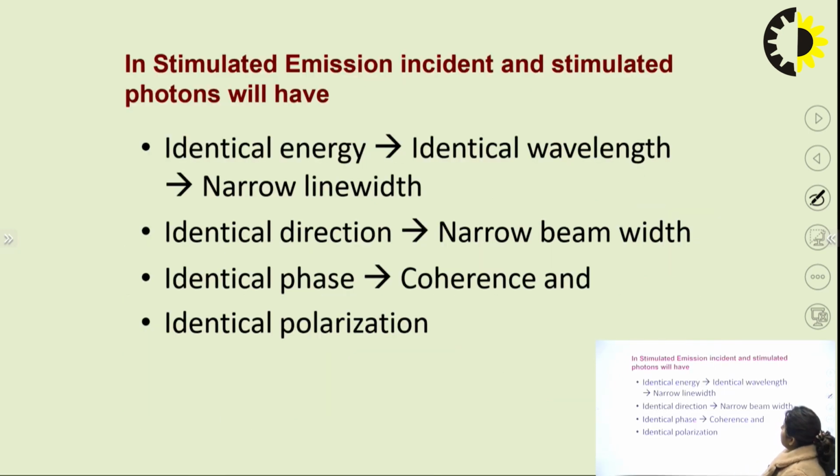In stimulated emission, incident and stimulated photons have identical energy, identical wavelength or narrow line width, identical direction, narrow beam width, identical phase, coherence and identical polarization. As we have already discussed, this coherent phenomenon occurs in the case of the laser. Both photons emitted from stimulated emission have the same frequency, the same phase and the same state of polarization.